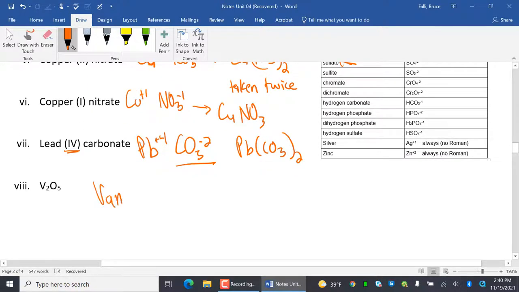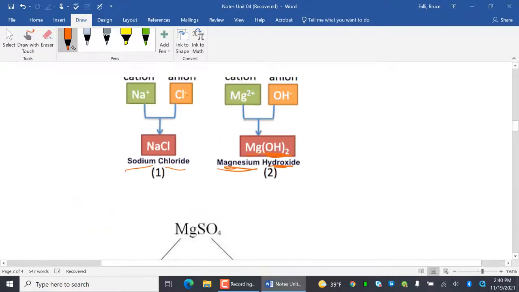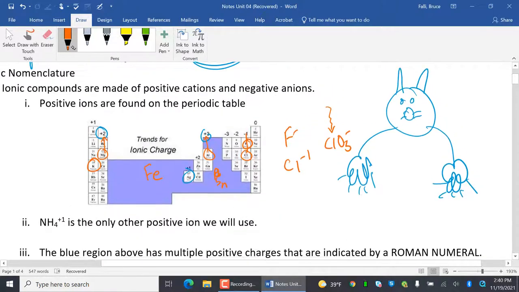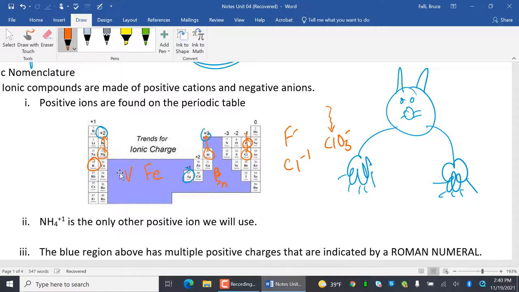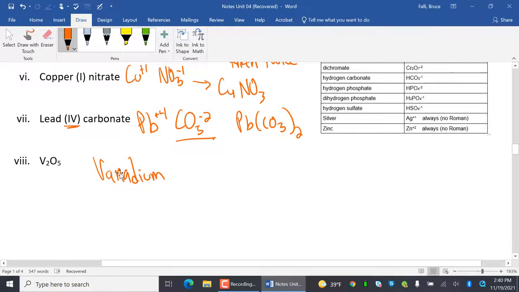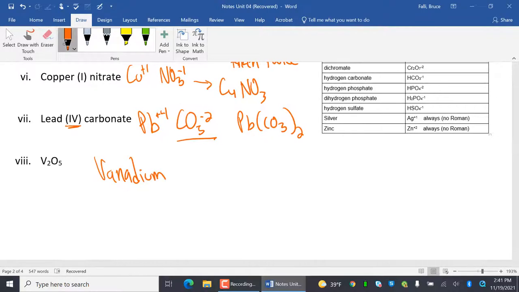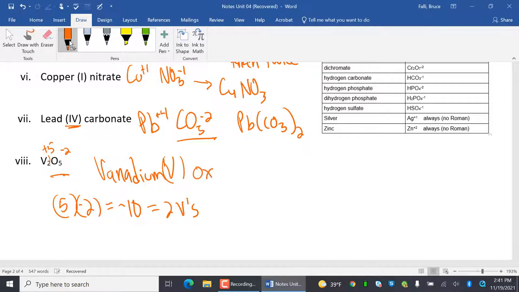V2O5. V is vanadium. Now, vanadium is somewhere right around here. That means I need a Roman numeral for it. But I don't know what it is. So here, I know that oxygen is negative 2. So 5 times negative 2 is going to be negative 10. So these two vanadiums cancel out the negative 10. That means vanadium is plus 5. Two plus 5s and five minus 2s will balance. And then O, of course, is oxide.